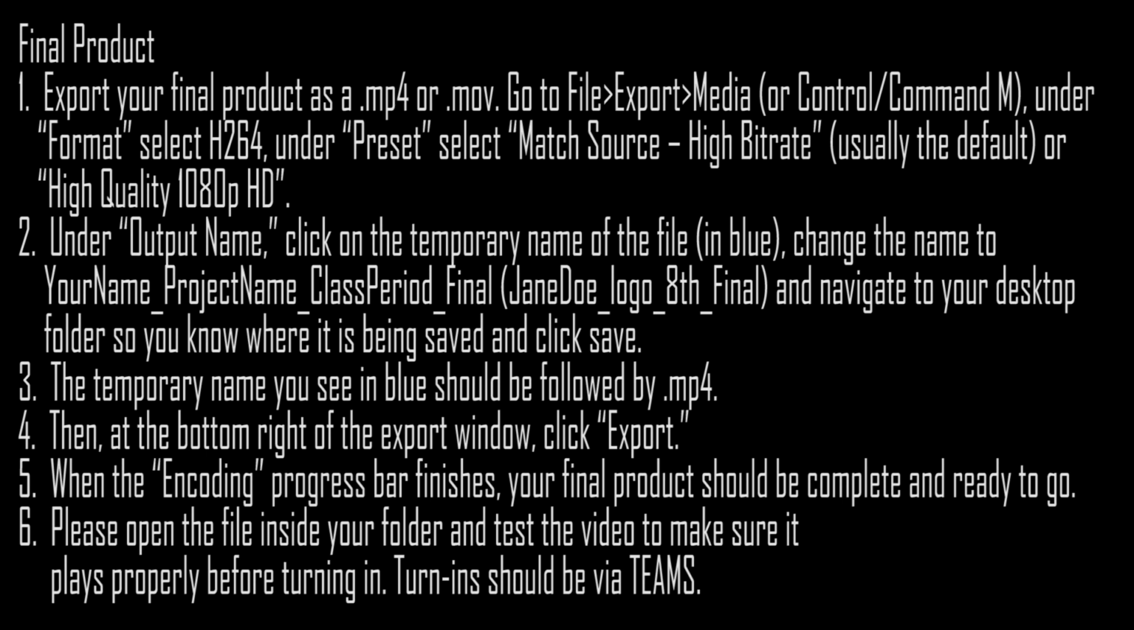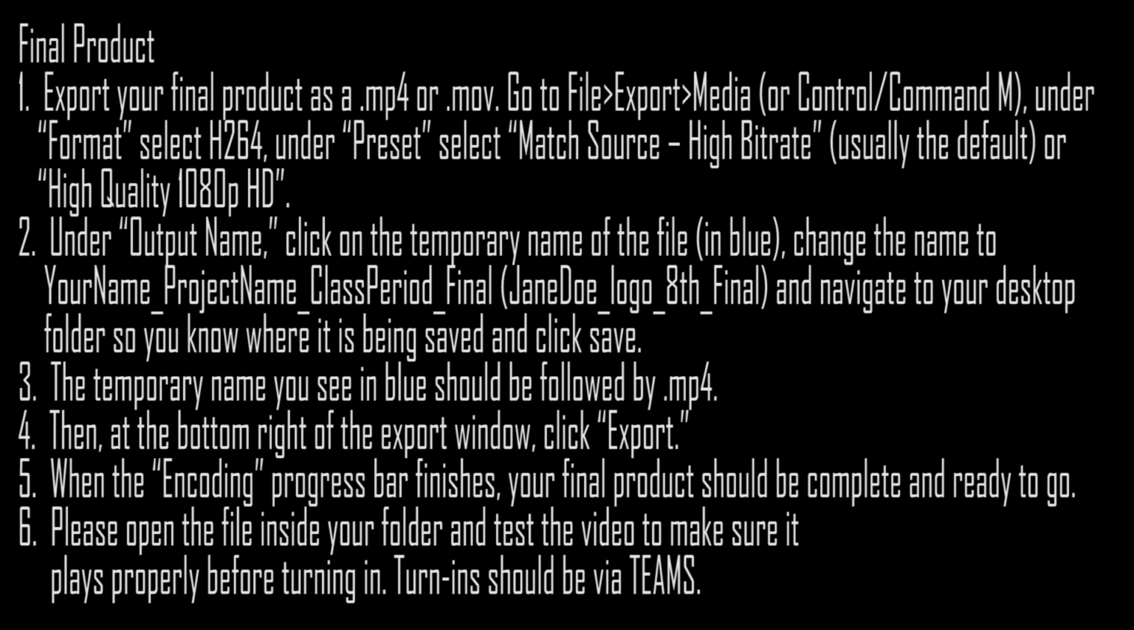So the only thing we have left now is to go ahead and export your final product. We want it to be an MP4 or a .mov. To export, go to File, Export, Media, or use the keyboard shortcuts Control or Command M. The very top line under Format, always select H.264. Under Preset, select Match Source High Bitrate. That's usually the default, or High Quality 1080p HD.